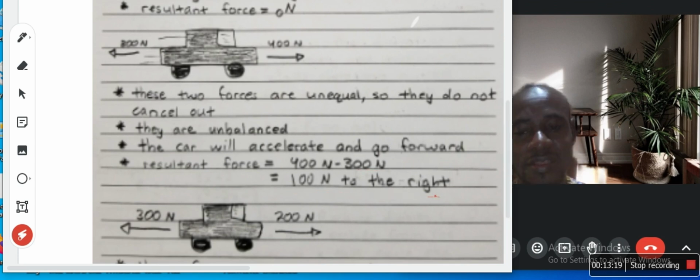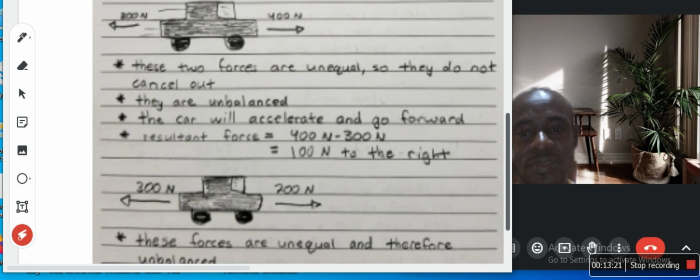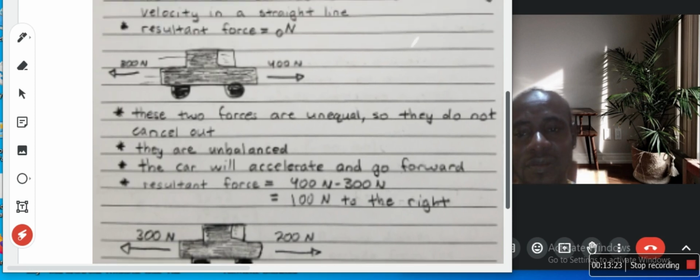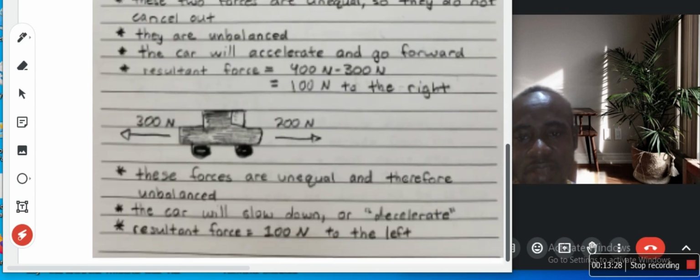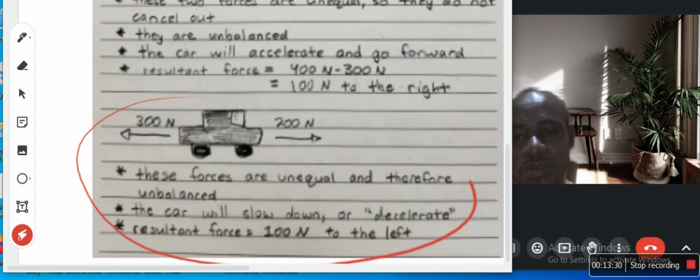So they are not balanced. Since they are not balanced, what happens? It goes to the right. It speeds up to the right. Right? So let's look at this final one.